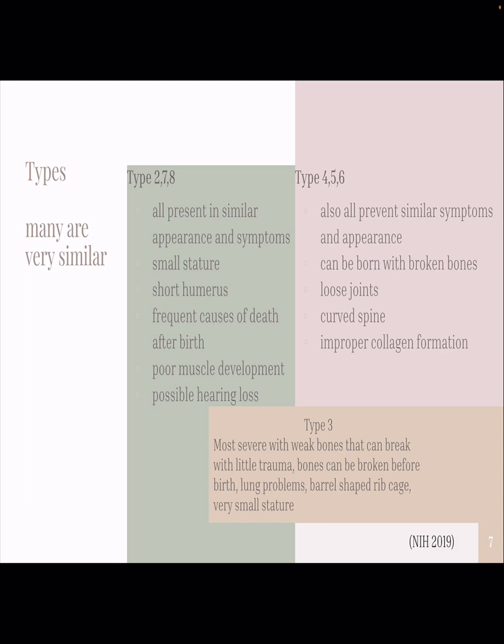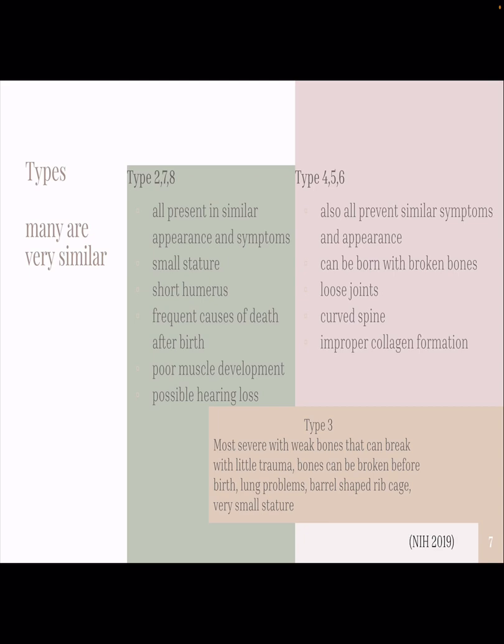During birth, these patients might come out with broken bones, and they would have to be put back into place or even go into surgery. These patients experience curved spines and loose joints along with their broken bones, and they may suffer a worse collagen formation than other types. Type 3, which is the one I left by itself, is the most severe type.